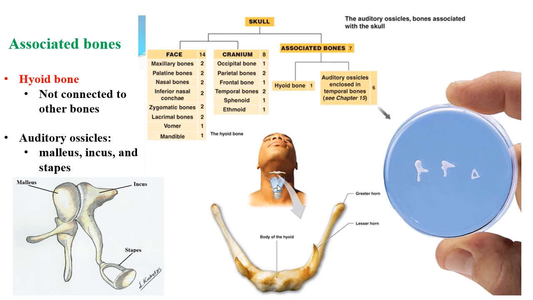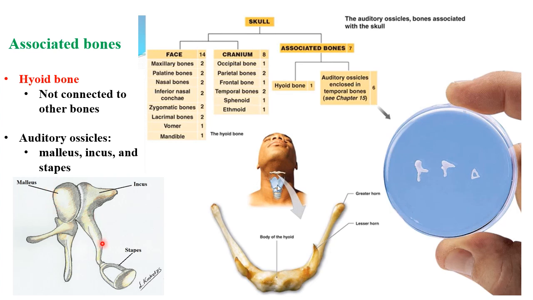All right, so besides all of those facial bones, you also have some bones in the head that are not connected to other bones. Those are called associated bones. Okay, so there are basically two places where you have associated bones. One is inside of your ear. You have those auditory ossicles, the tiny, tiny bones. I put this picture here just so you know how tiny they are. They're called malleus, incus, and stapes, right?